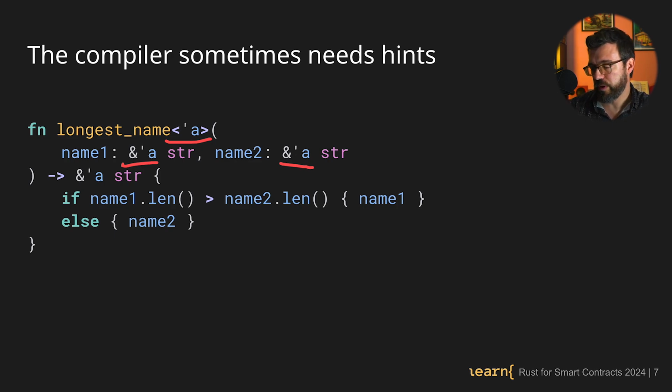And then we say the returned reference will also live for time period A, thus hinting to the compiler, you don't need to worry about the fact that name 1 or name 2 might expire because the thing that we're returning is going to live the same length. So whenever they expire, the thing we're returning is going to expire, and there won't be any invalid dangling references around. We're hinting that to the compiler. And this is one of the main cases.